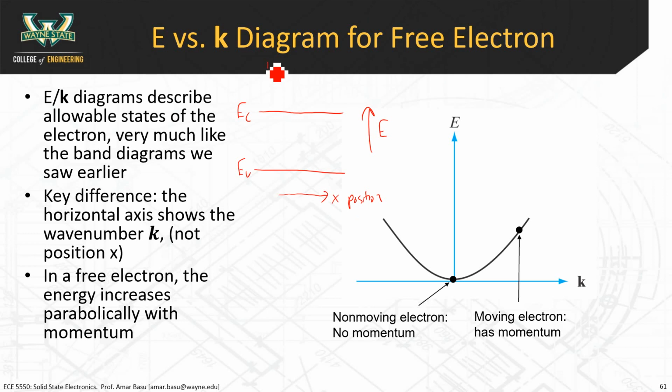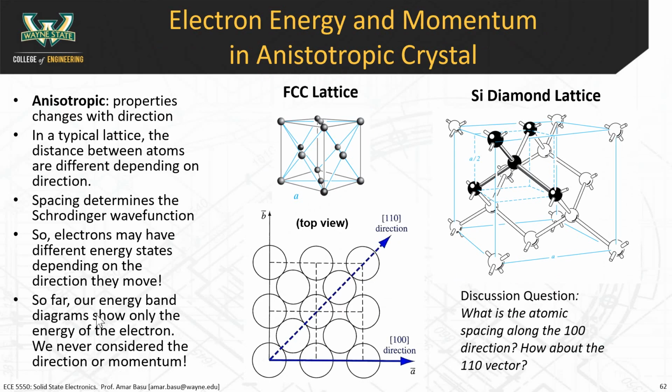So when we start to do PN junctions, we're going to create energy band diagrams where there's the P side of the material and the N side of the material, and they both have different band structures. We'll get to that later, but the point here is that the x-axis in a standard energy band diagram is the position, and in an E versus K diagram, the x-axis is the momentum of the electron. And this is also showing you the possible energy states for an electron. In a free electron, the energy increases parabolically with momentum.